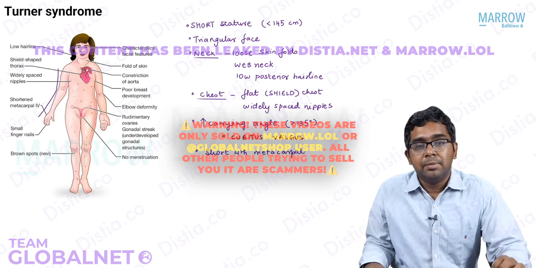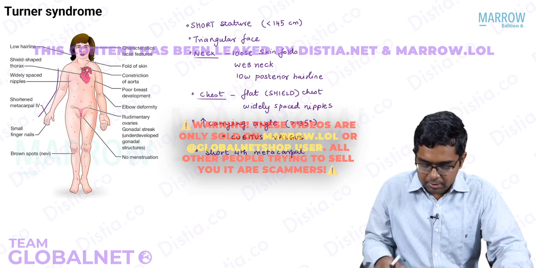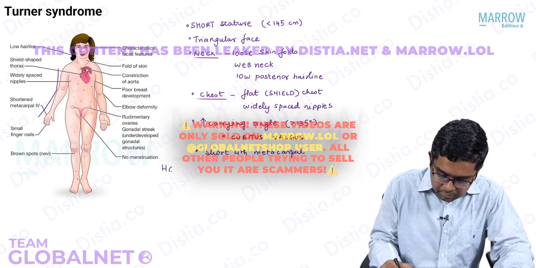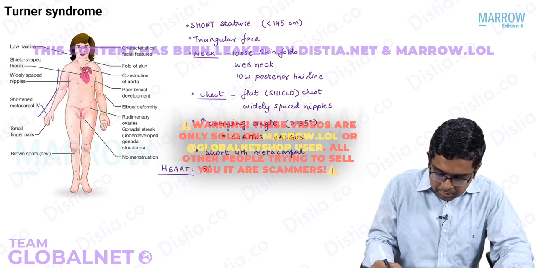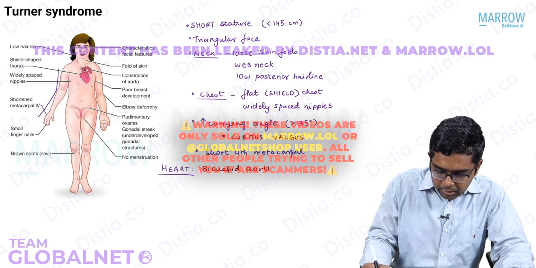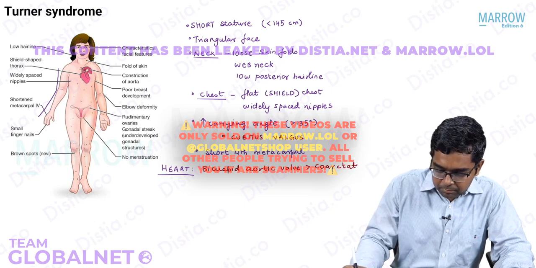Okay, and another important striking feature is in the heart, and second thing is in the gonads. In the heart, they have an increased risk of heart defects. The common heart defects include bicuspid aortic valve. That is the most common heart defect. Followed by that, there is a coarctation of aorta.